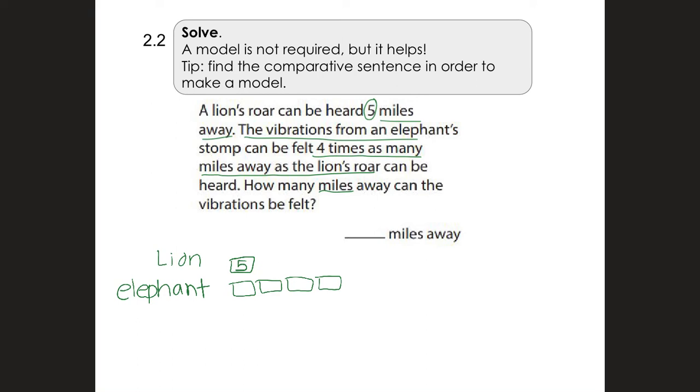So now they want to know how many miles away can the vibrations of the elephant stomp be felt? Well, that's easy. The lion is 5. The elephant is 4 times more than that. So I can find out through multiplication, such as 4 times 5. Or I can add up all of these miles. And either way, I will get 20.